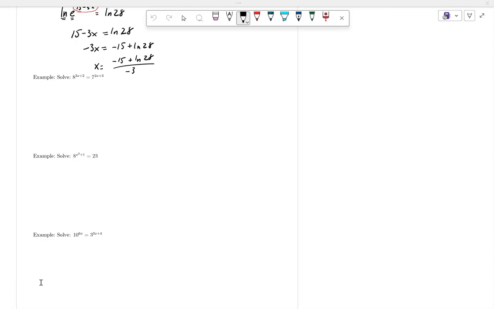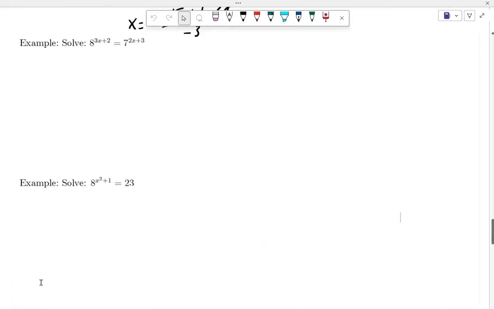Okay. All right. So last time we talked about solving exponential equations. We're going to do a couple more examples of that today, and then get into logarithmic equations. So remember, one of our big techniques for solving exponential equations was to try to get both sides in terms of the same base.